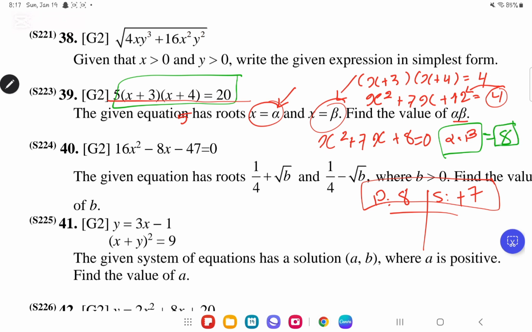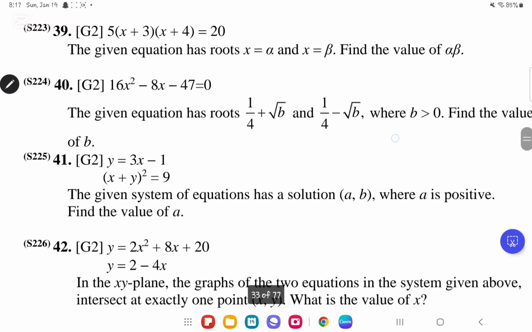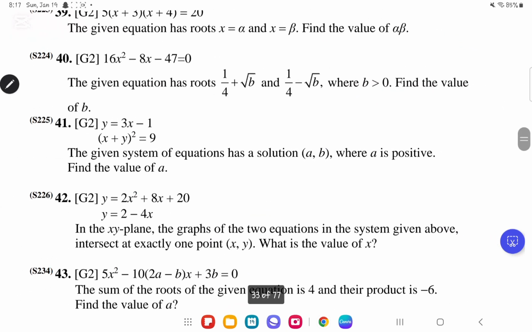But how did I know it is 8? Because by applying the product-sum rule, we found what? That the product is 8. So the product of the two roots is directly 8. So the value of root 1 times root 2 will give us 8, and that is how we got it. Moving on to number 40, we need to find the value of b.